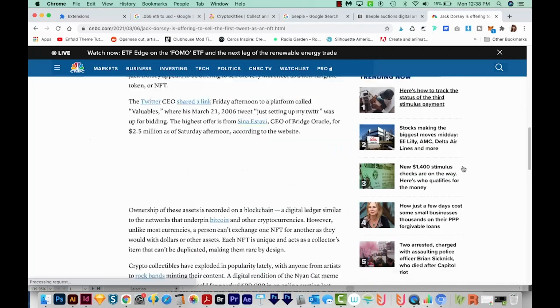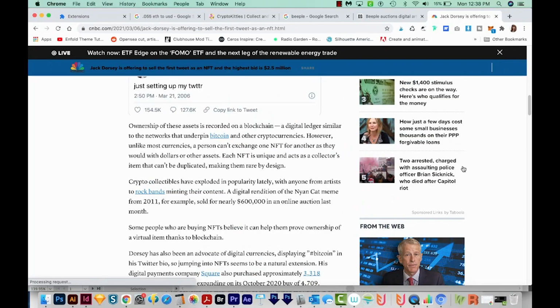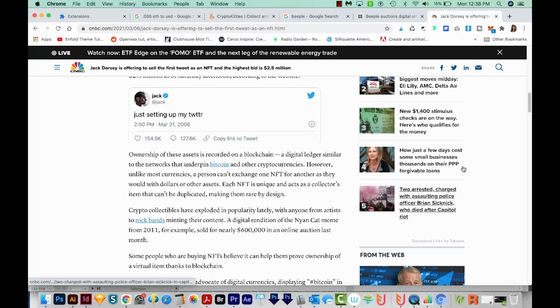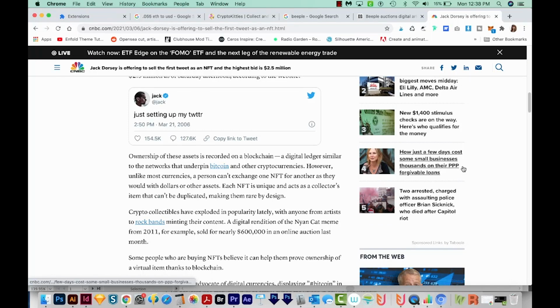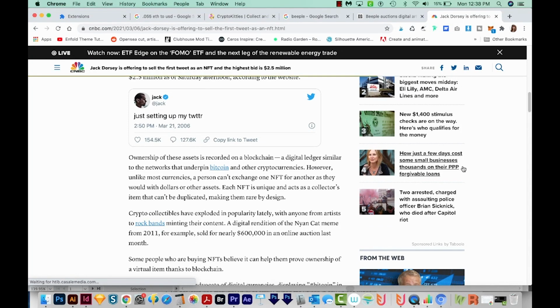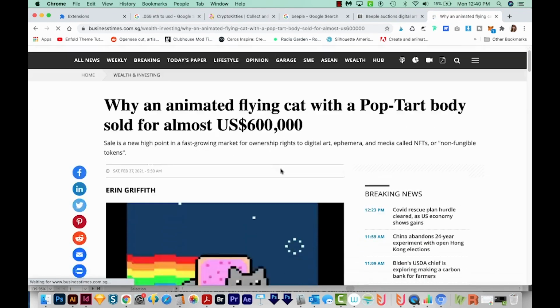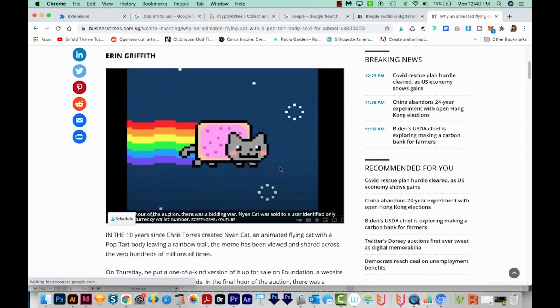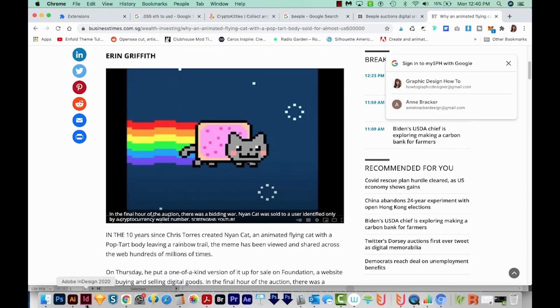All right, let's look at a couple other examples. Jack Dorsey, the co-founder and CEO of Twitter, is selling his first tweet as an NFT in a charity auction. And bidding had reached $2.5 million by yesterday. And this is that tweet. And here's a flying rainbow cat with a Pop-Tart body. This one sold for about $580,000.